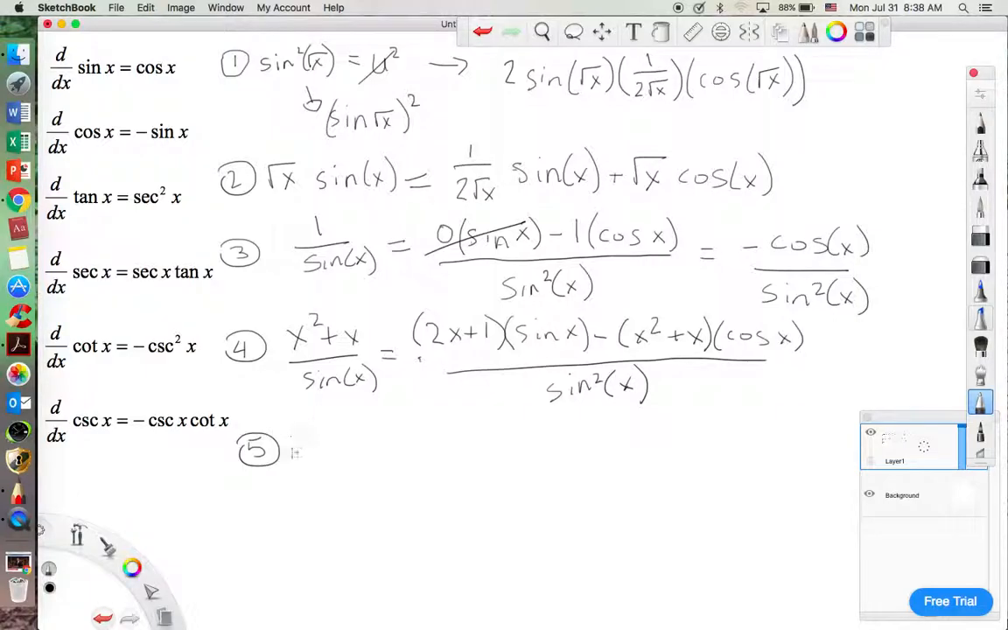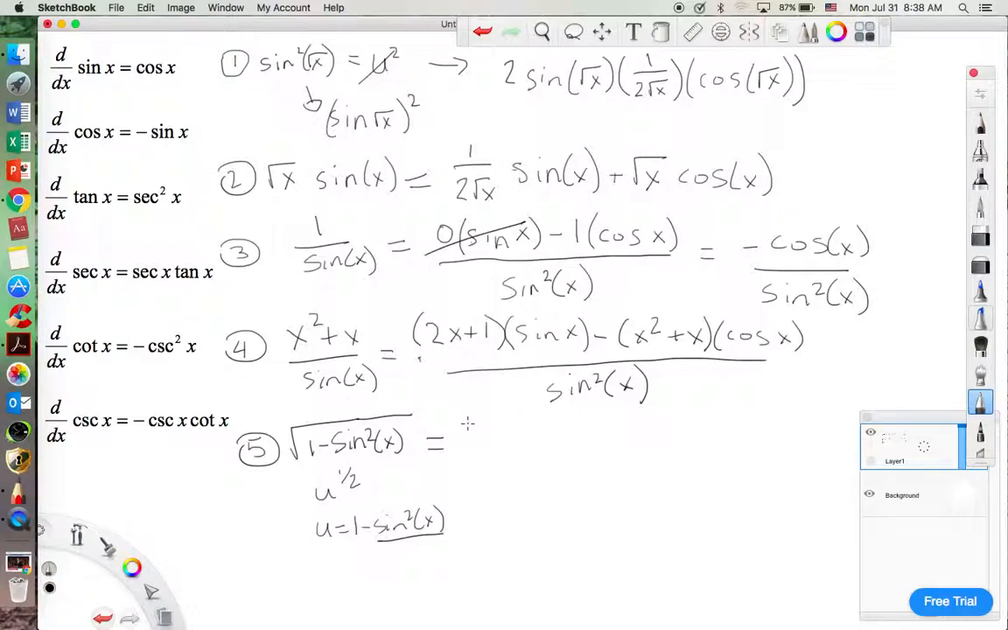Finally, let's look at number 5. We have the square root of 1 minus sine squared of x. Here we need to apply the chain rule twice. We have an outside function of the square root of some variable, so we could say that's u to the 1/2, where u is equal to 1 minus sine squared of x. And here we have another place where we need to apply the chain rule.